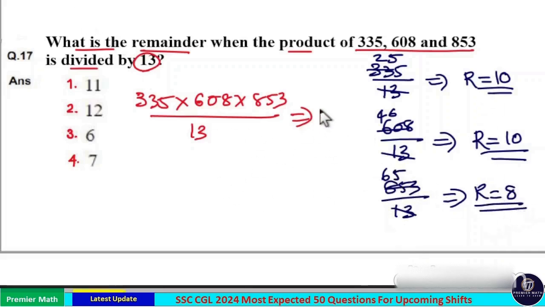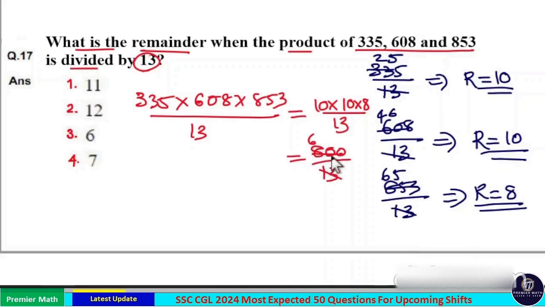Now multiply all these remainders. That is 10 into 8, which is 80. Then divide it with 13. So this will become 80 by 13. 13 goes 6 times in 78, remaining 2. So 13 goes 1 time in 20. So remainder is 7 here. 20 minus 13 is 7. So option 4 is your answer. So in this way you can find the answer.